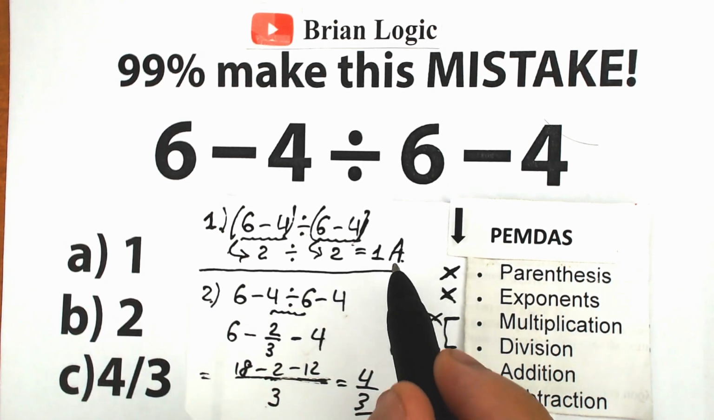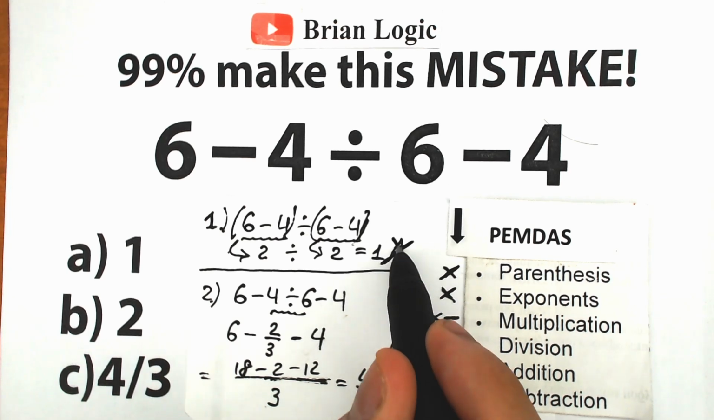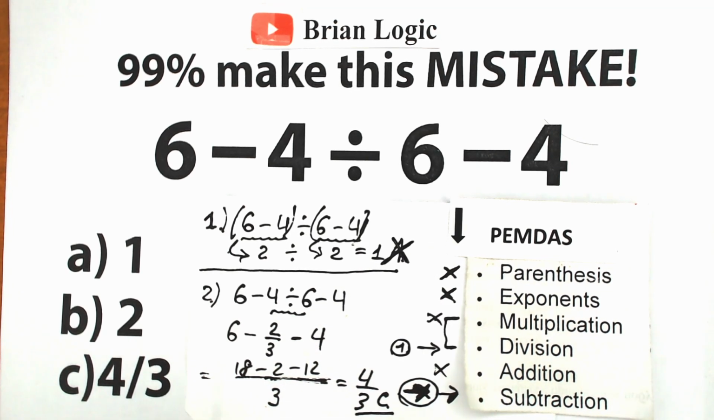But in our case, we don't have parentheses, so forget about option A, which is absolutely wrong. The correct answer is option C: division, then subtraction in a strict order from left to right. So the correct answer is option C. I hope you understand this explanation.